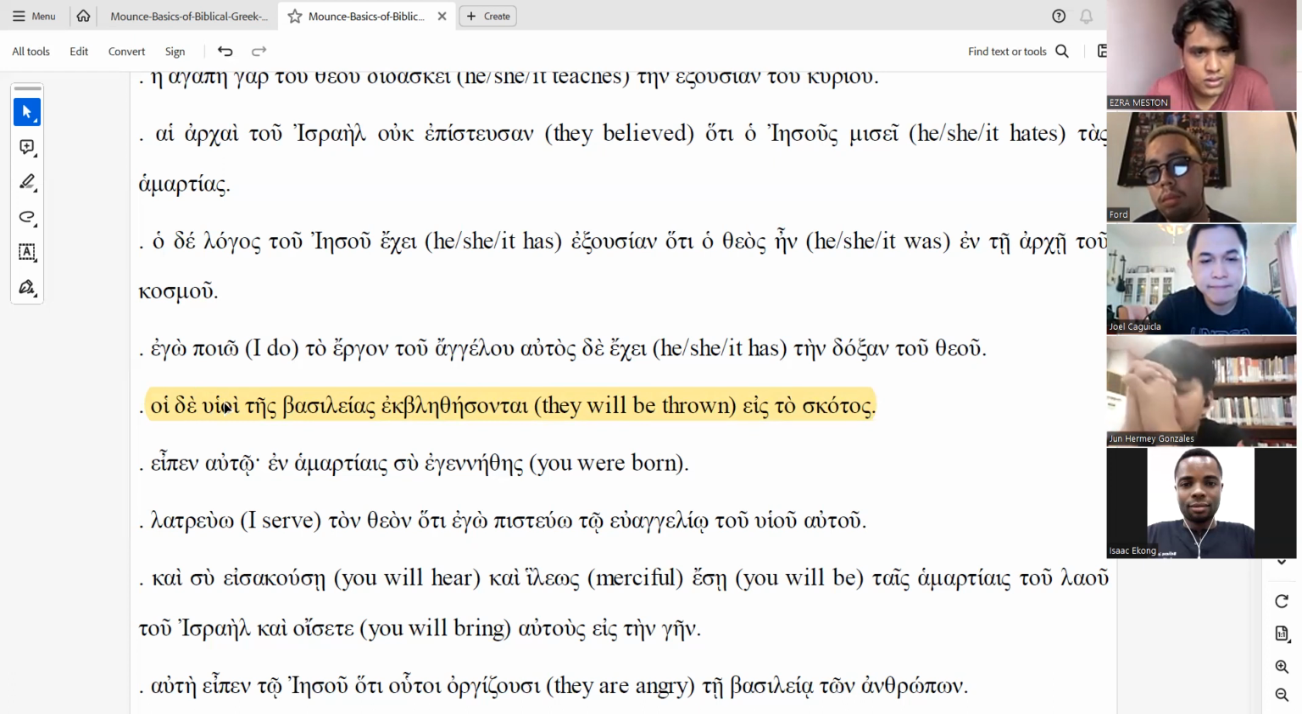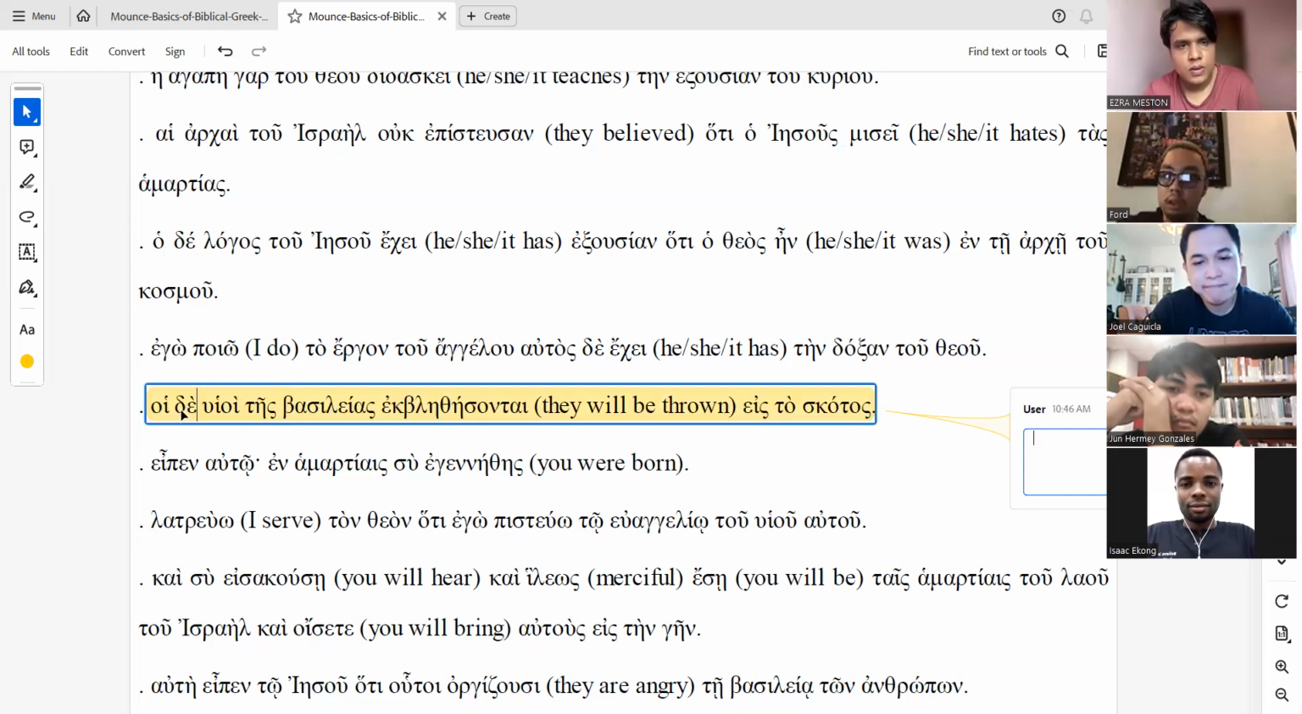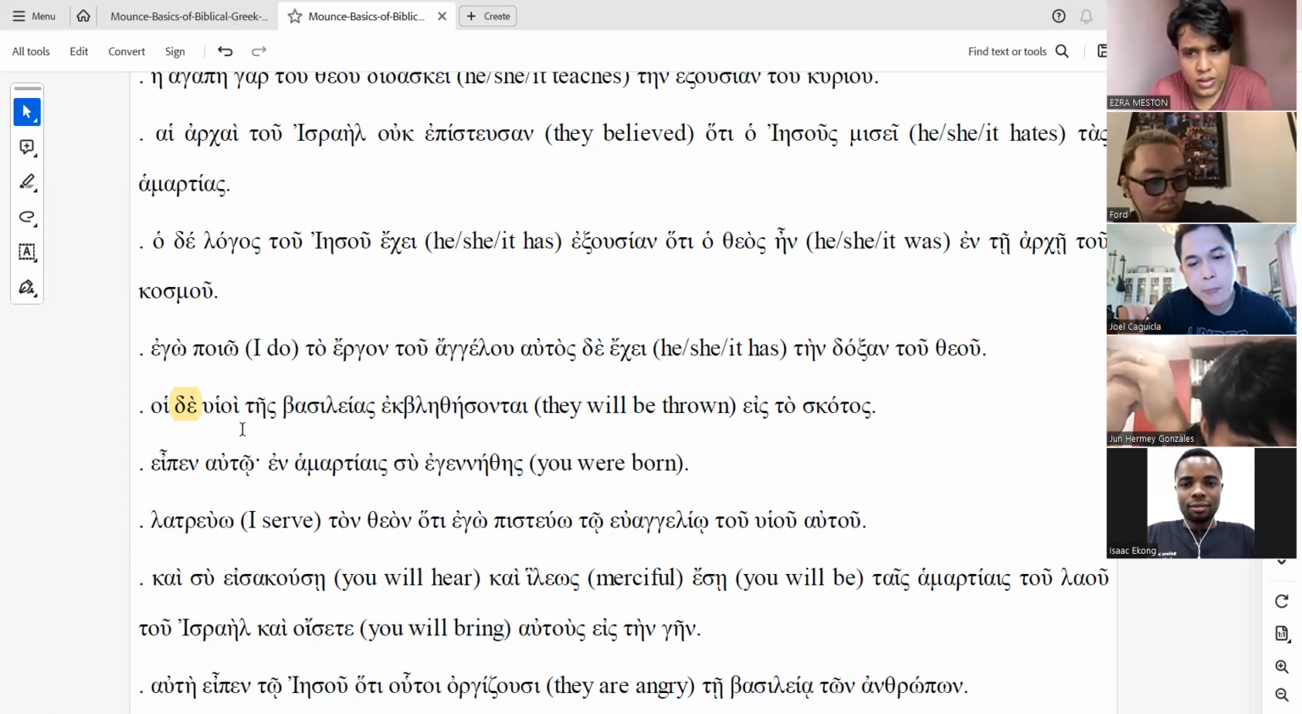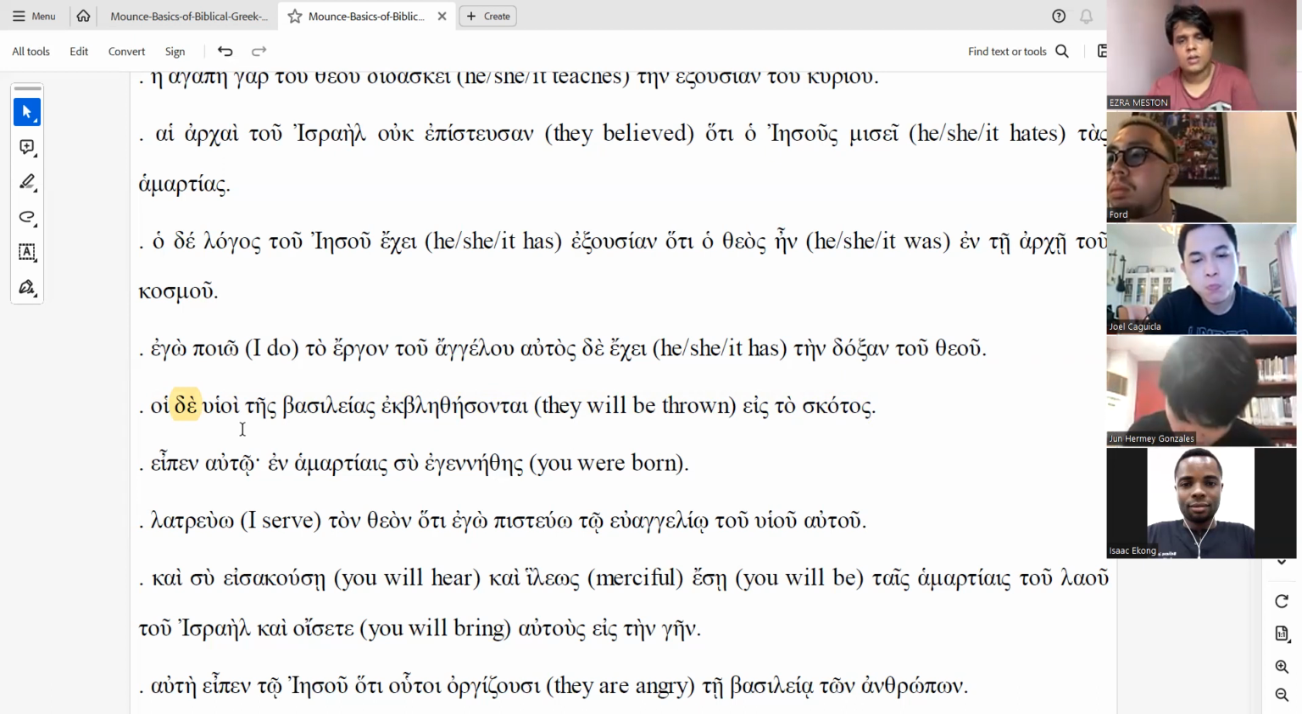You remember Vioy? Sons, plural. Do you remember this one? It can be translated as and or but. But I think in the context here, it should be translated as but. It is trying to contrast something that is ahead of it. But, okay. But the sons, because there is hoy, the, okay? But the sons.